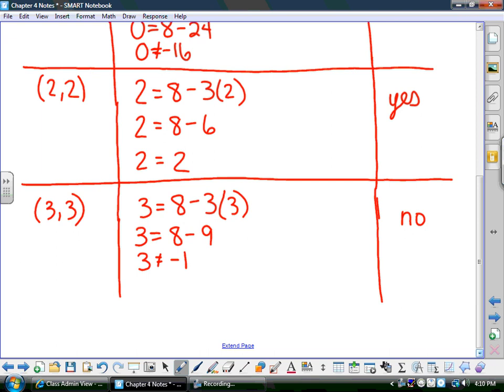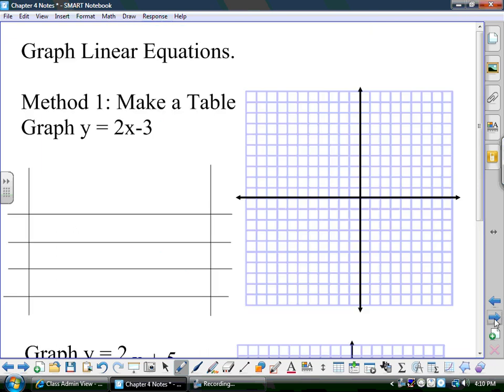That's one part of section 4.4, deciding if an ordered pair is a solution to the equation. But the bigger part of section 4.4 is graphing linear equations. And we're going to talk about two different methods to do this. One method is going to be to make a table.